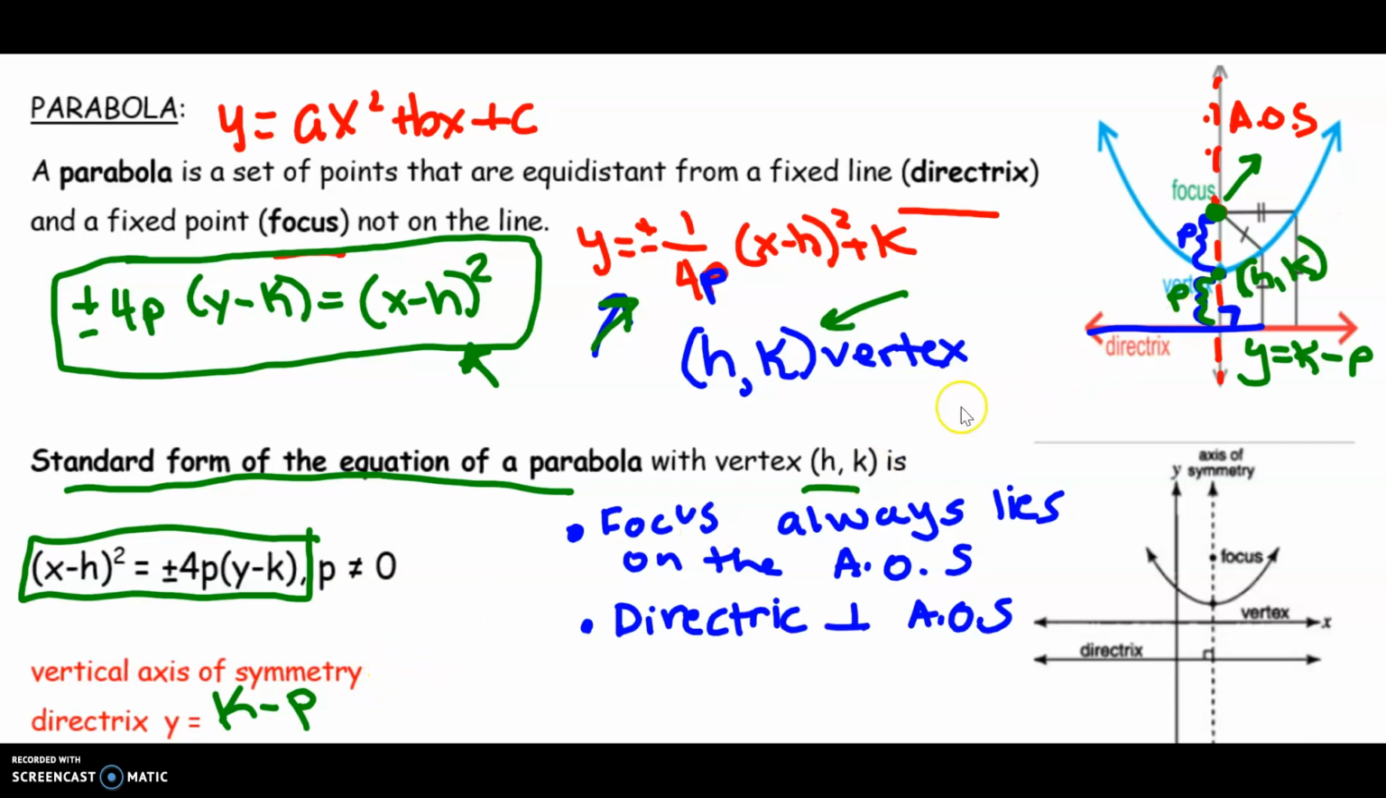Your axis of symmetry, because it goes through the focus, just to be a little bit more specific: if it's a vertical line, it's going to be x equals a number, and it's not going to be just any number. It's going to be the h value of the vertex. So your axis of symmetry is x equals h. Okay, let's move on to the next slide.